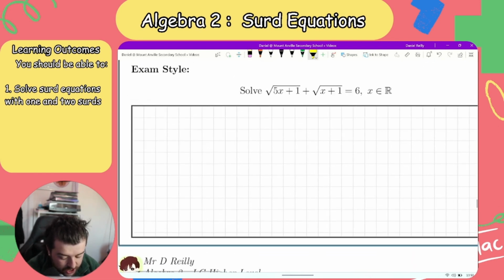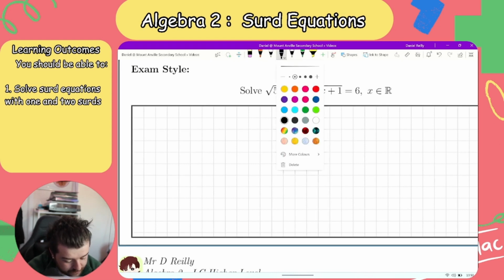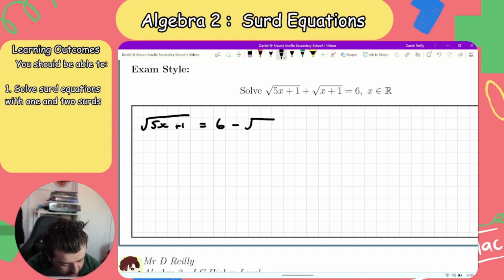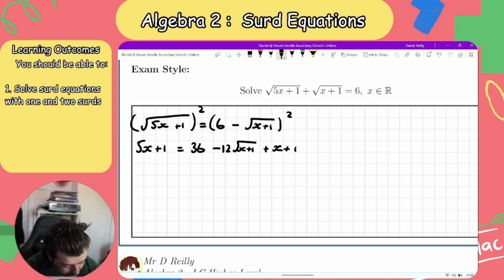Right, finally, the next one. This is a two-root equation. So I need to get all my roots to one side. So I have root 5x plus 1 equals 6 minus root x plus 1. Square both sides. I'm going to get 5x plus 1 equals 36 minus 12 root x plus 1 plus x plus 1.